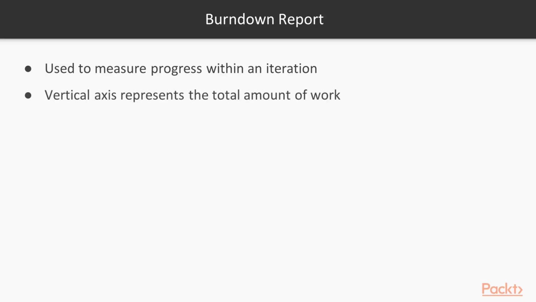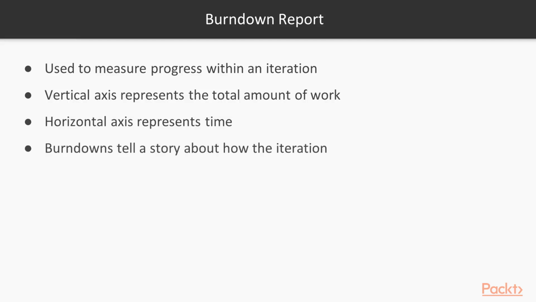So, as you know already, Burndown is used to measure progress within an iteration and helps us understand, are we on track or off track from ideal? The vertical axis represents the total amount of work that exists inside of that iteration, and the horizontal axis represents time. We'll look at that in a minute. Burndowns tell a story. The more you look at them, the more you understand what may or may not have happened during an iteration, and you get pretty good at telling a story from looking at those burndowns.